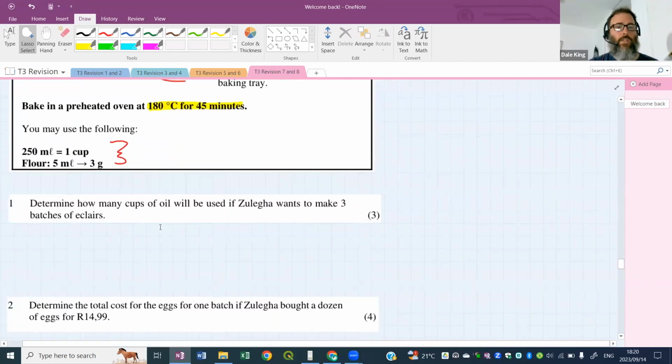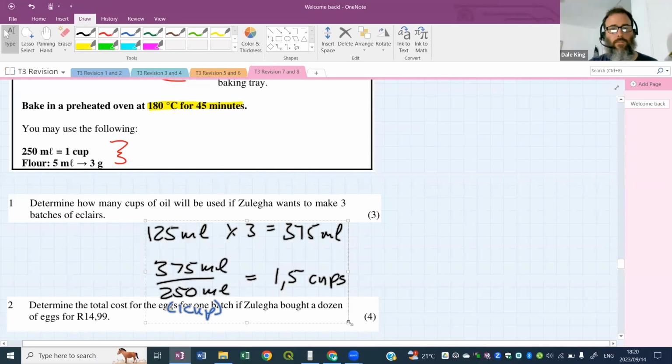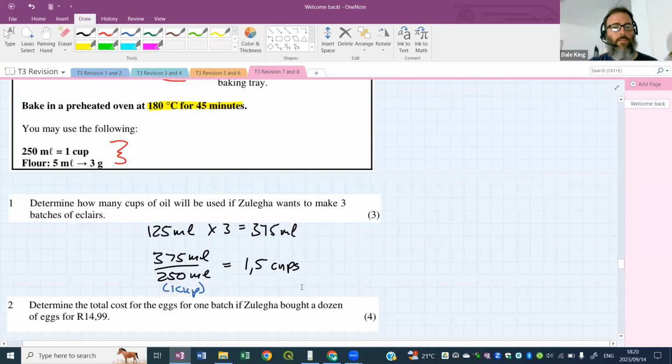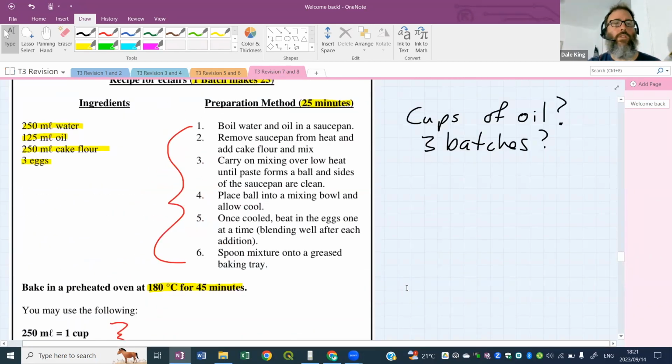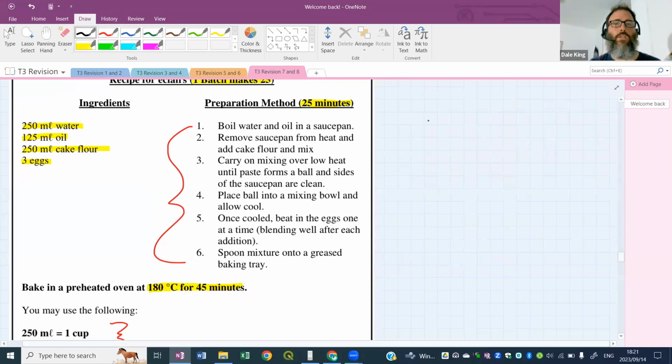All right, next question. Determine the total cost of eggs for one batch if Zuleika bought a dozen eggs for $14.99. Determine the total cost for the eggs for this recipe for one batch if she bought a dozen at $14.99. So let's go to the recipe. There it is. I'm going to give you guys a couple of minutes to try and work this out, and then we'll check our answers afterwards.